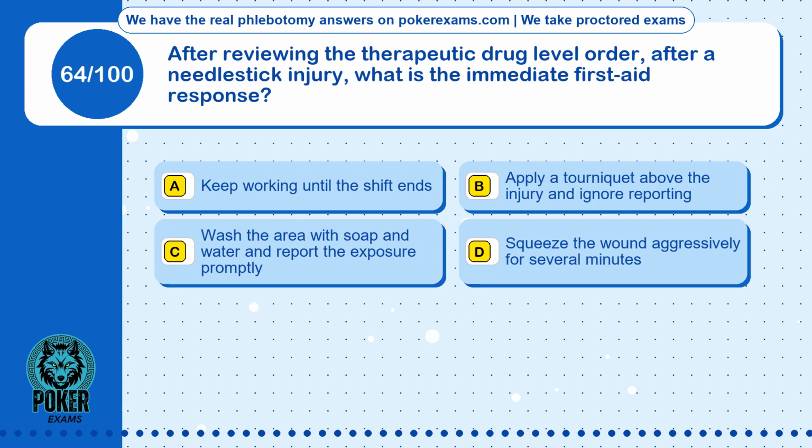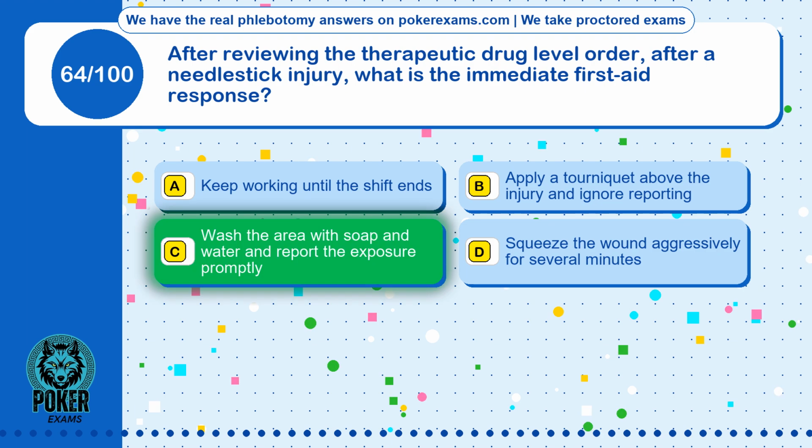Question 64. After reviewing the therapeutic drug level order, after a needle stick injury, what is the immediate first aid response? Option A, keep working until the shift ends. Option B, apply a tourniquet above the injury and ignore reporting. Option C, wash the area with soap and water and report the exposure promptly. Option D, squeeze the wound aggressively for several minutes.